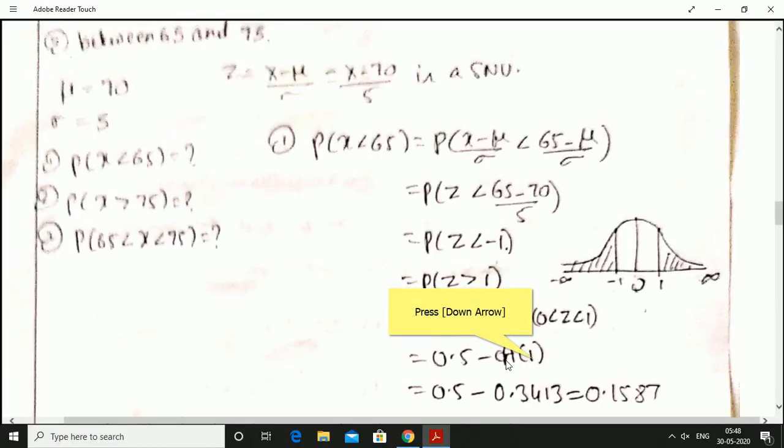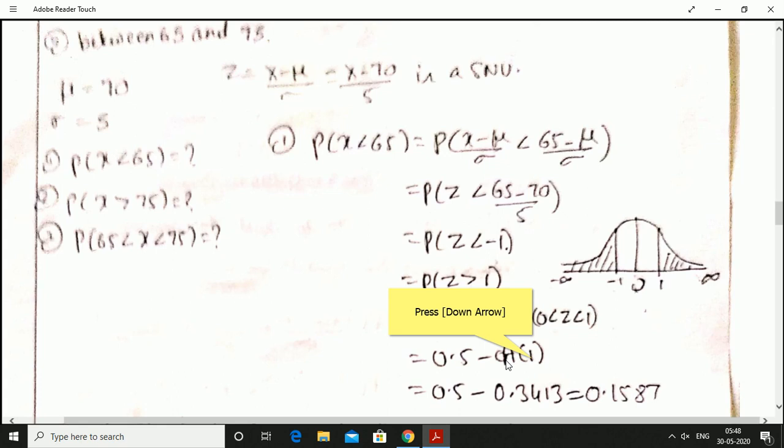Z less than minus 1 means area from minus infinity to minus 1. It is the same thing as area from 1 to infinity, meaning Z greater than 1. That can be found by area from 0 to infinity minus area from 0 to 1. That's what I have written as probability of z greater than or equal to 0 minus probability of 0 less than z less than 1. If you don't know how to write this, you can write area from 0 to infinity minus area from 0 to 1 also.